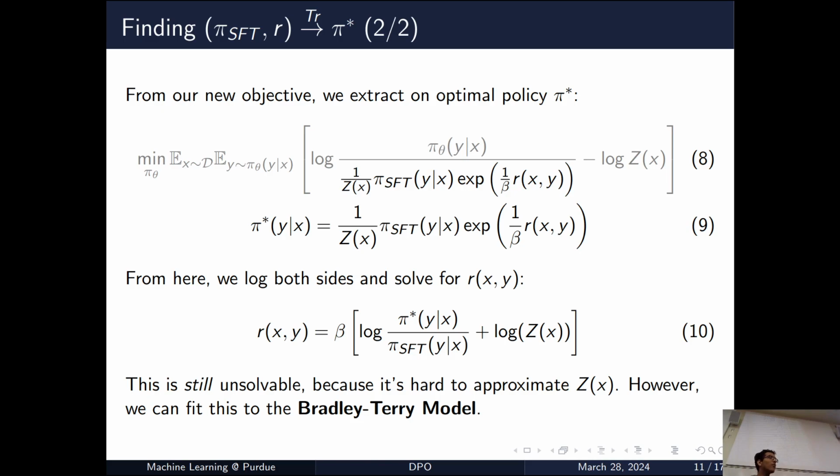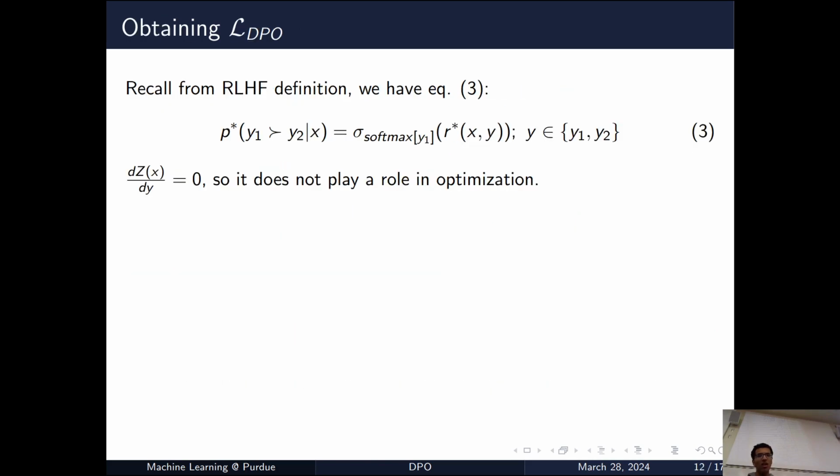However, we can fit this to our Bradley-Terry model, which we recall from earlier was the softmax of the output. We discussed this over here. This requires the reward function, but the important idea is that since Z is only a function of x, it does not rely on the preference at all. The derivative of it relative to the actual preference is 0, and during optimization it does not play any role. So we can effectively ignore Z of x.